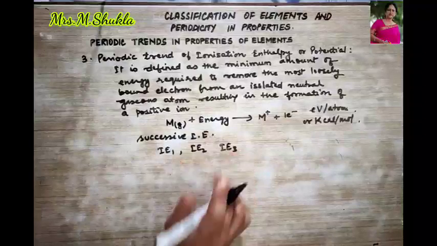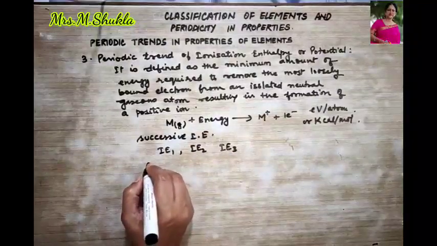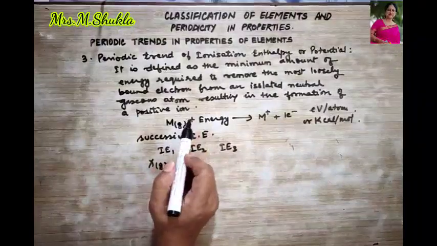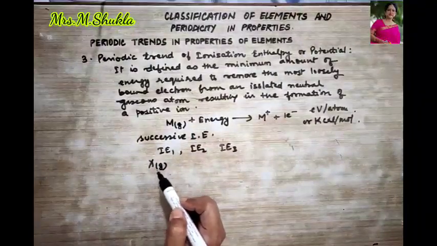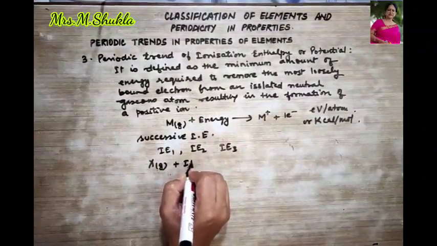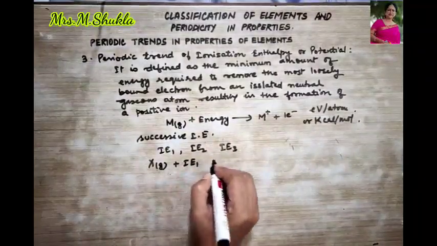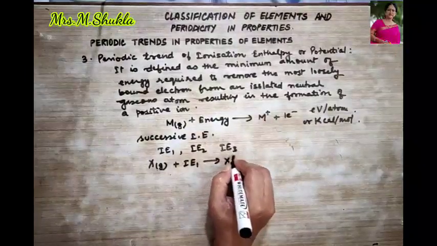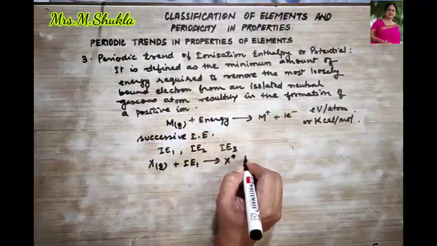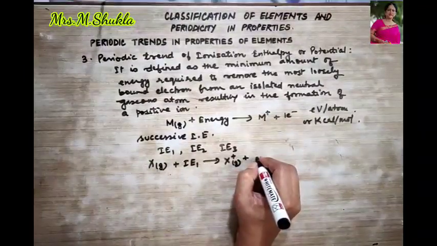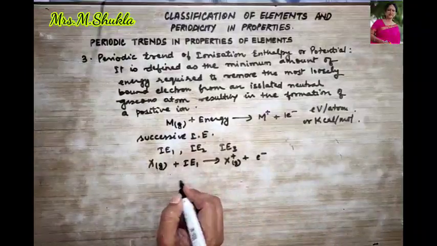Clear? So how do we get to understand this? You may understand more clearly, like suppose this is a gaseous atom, an isolated neutral gaseous atom, where it requires first ionization energy to convert itself into a monovalent cation and one electron is taken out.